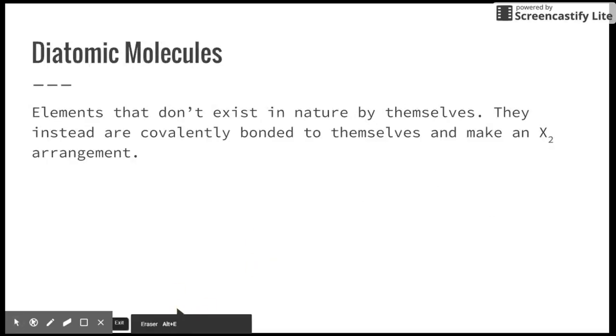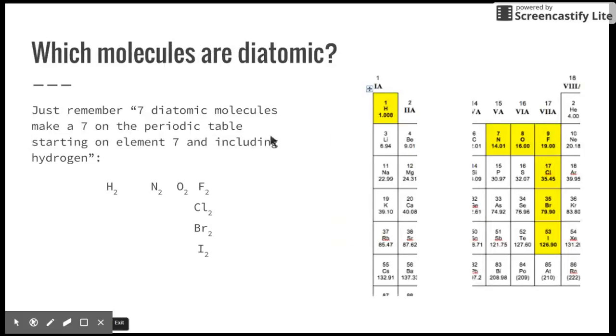So the last thing you need to know is what a diatomic molecule is. There are certain non-metal elements that don't like to exist alone in nature by themselves, and they usually create this arrangement. Whenever you hear them in a formula, or if anybody ever talks about them, they're usually in that arrangement. There are 7 of them. Just remember that there are 7 diatomic molecules that make a 7 on the periodic table, starting at element 7. So nitrogen, oxygen, fluorine, chlorine, bromine, iodine, and hydrogen are all diatomic molecules, and they make this arrangement here.